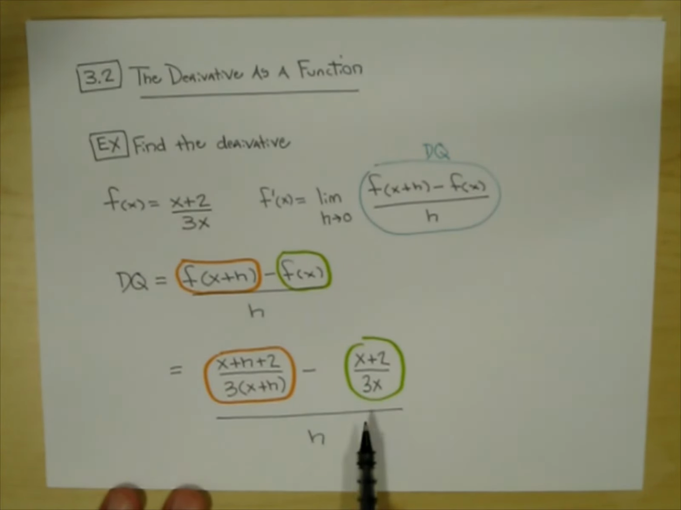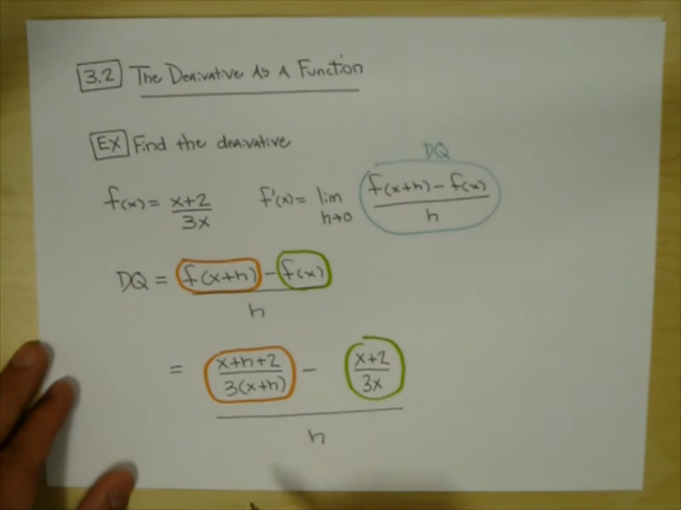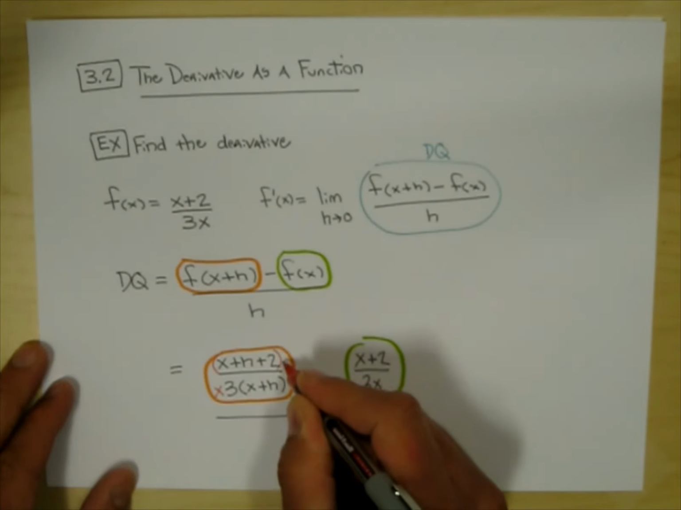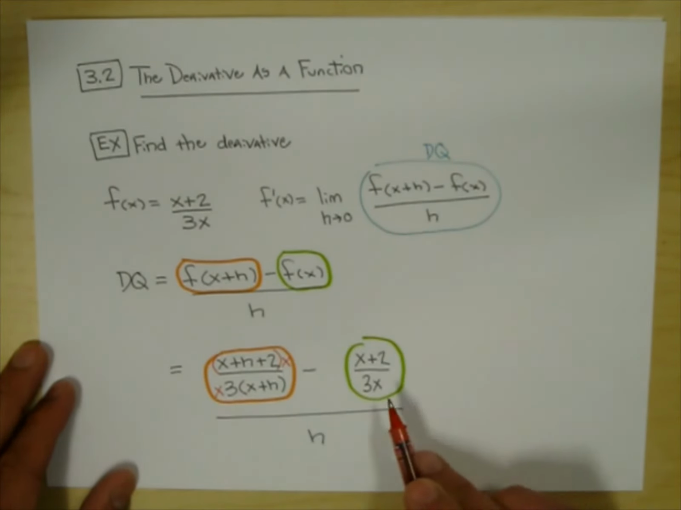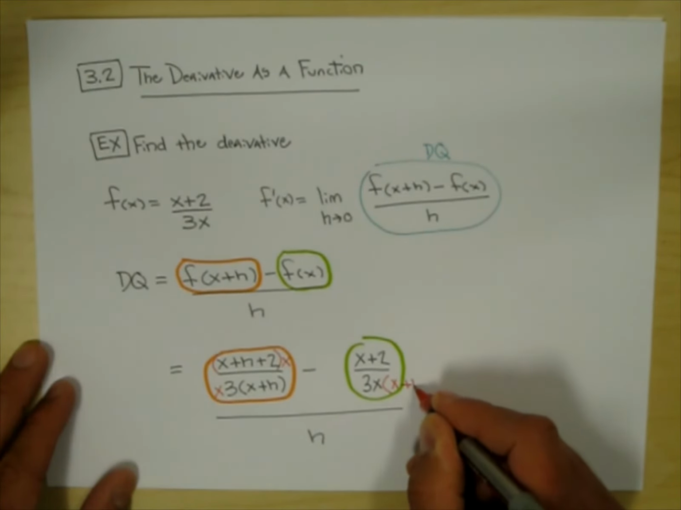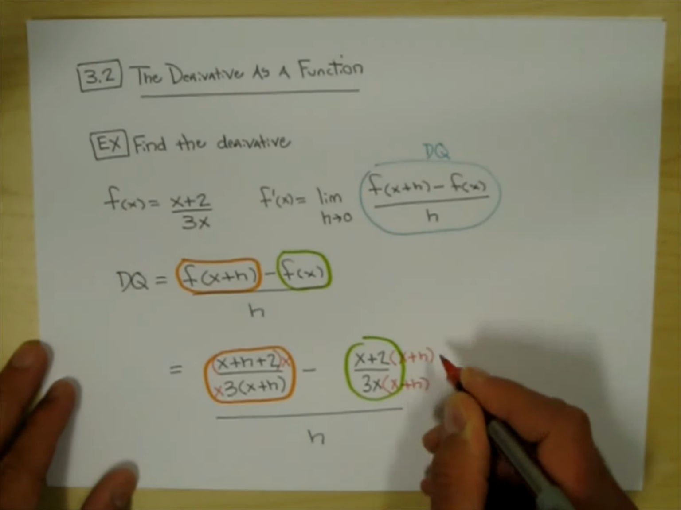Okay, so what we need to do on top is get a common denominator. That common denominator is going to have a 3 in it, an x plus h package, and also an x. So I see that the fraction on the left needs an x, so I'll just put the x right there, multiply top and bottom of that fraction by x. This fraction over here needs one of these guys right here, the x plus h packet. So we multiply top and bottom by that.